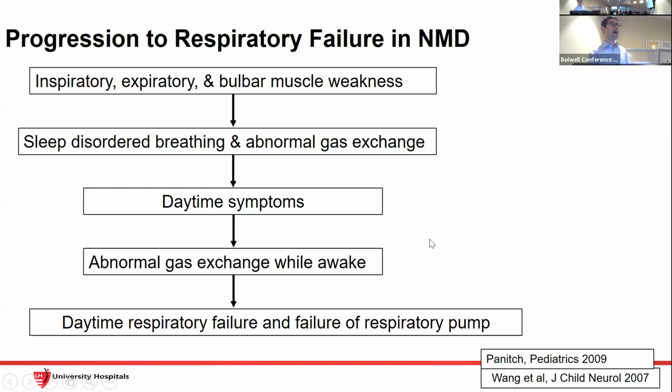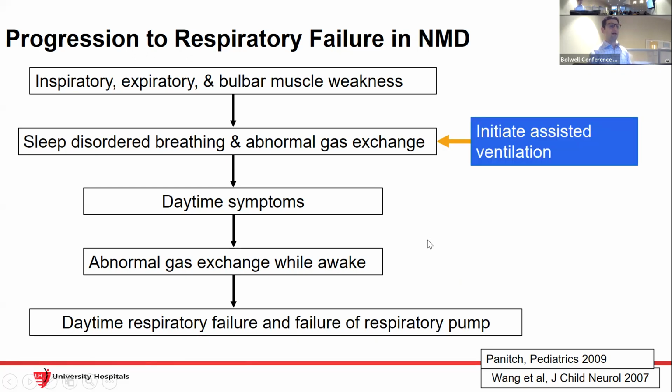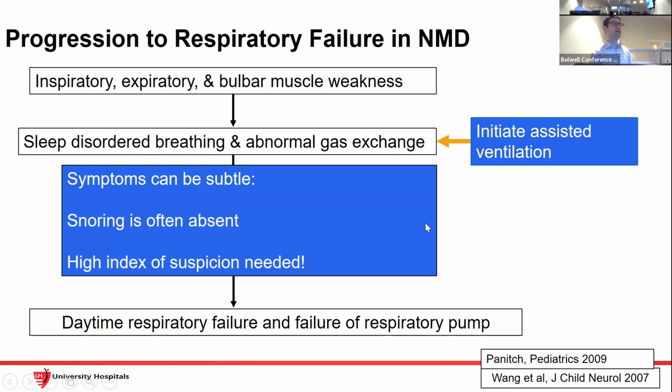So when do you initiate non-invasive ventilation? Right here. When you have a patient who has sleep disorder breathing or symptoms of sleep disorder breathing, that's when you initiate assisted ventilation. And we'll go through some of the studies that talk about why that is. But this is very important.